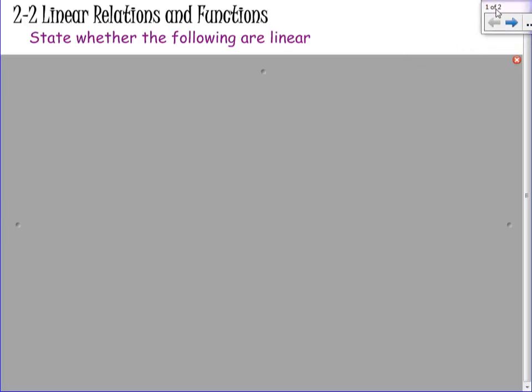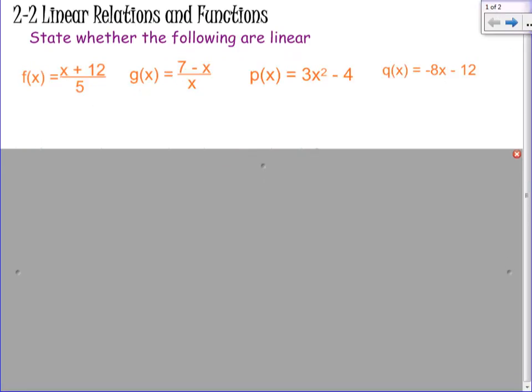Okay, so in 2-2 we are looking at linear relationships. So we're switching over, and in this part of the chapter we're going to be looking at equations of lines and reviewing all of those. So what we're going to do is start by talking about what an equation of a line looks like. Okay, so some of these are lines and some of these are not lines, so they're curves or something like that. Okay, so a line can be written in this format.